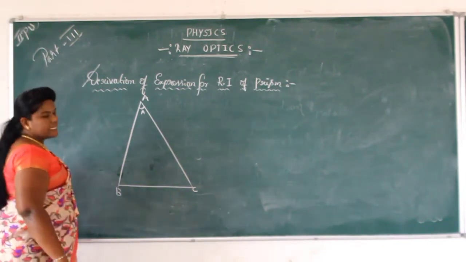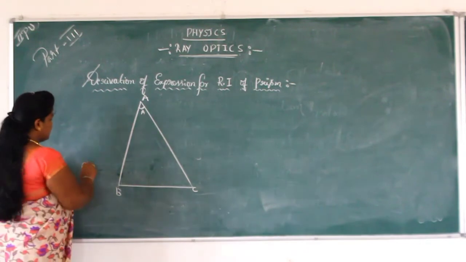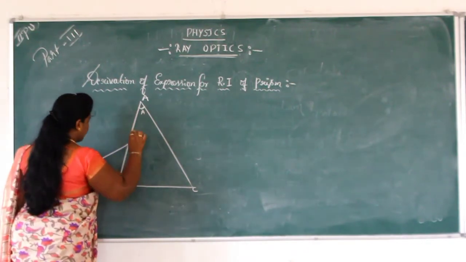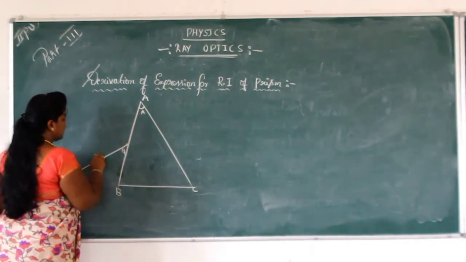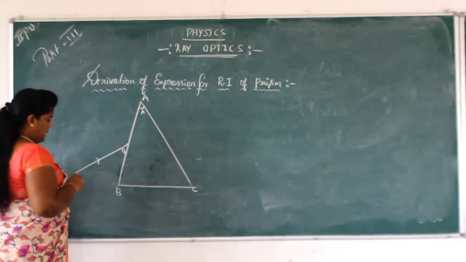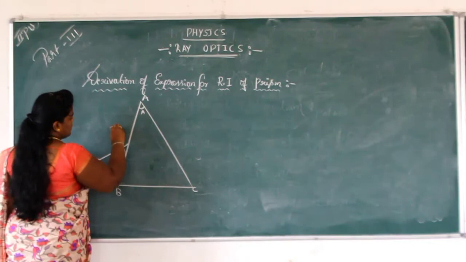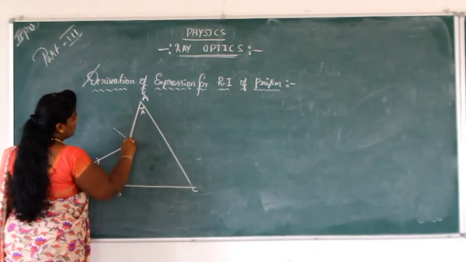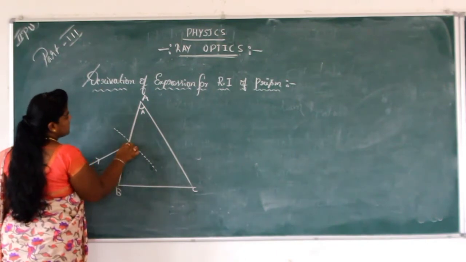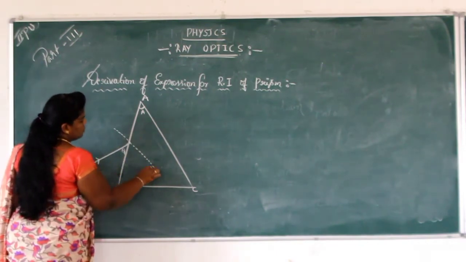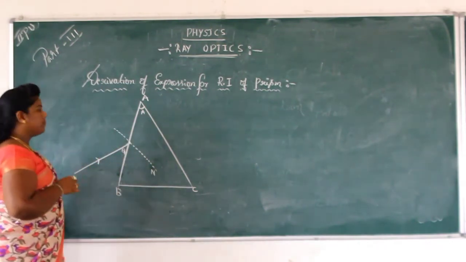I am going to incident a ray of light. Let us give the name: PQ is the incident ray. Now, at this point, I am going to draw the normal at the point of incidence. Let us name that normal as N.